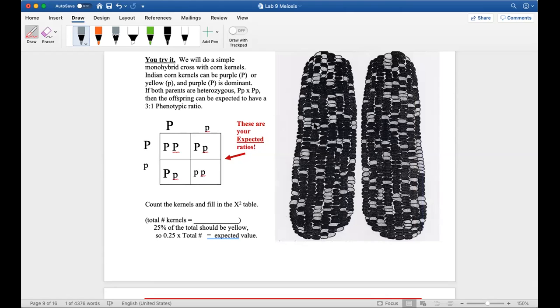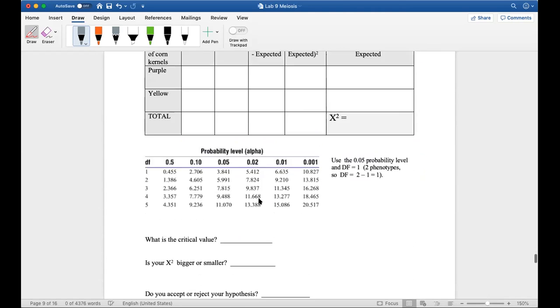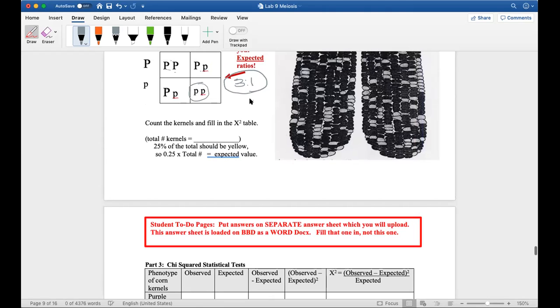So what we have here is 2 heterozygous parents that made up these corn ears. And what you would expect is this ratio here. Our phenotypic ratio should be 3 to 1. We should have 1 yellow for every 3 purple. So you're going to count up these kernels and fill in the table, and perform a chi-square to see if this situation is following what we expect or not, okay?